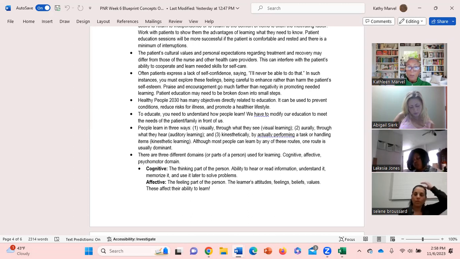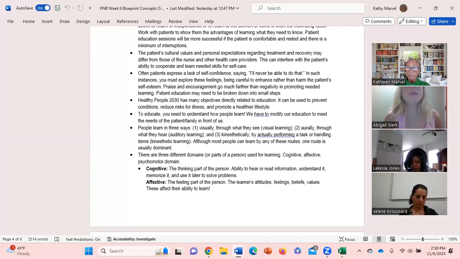Okay, so people learn in 3 different ways. They learn visually, what they see, they learn orally through what they hear, and then kinesthetically by actually performing. That's the hands-on. One is usually more dominant, but everybody possesses all 3. And the domains of learning, there are 3 different domains. We learn cognitively, we learn affectively, and we learn from psychomotor. What are those 3?